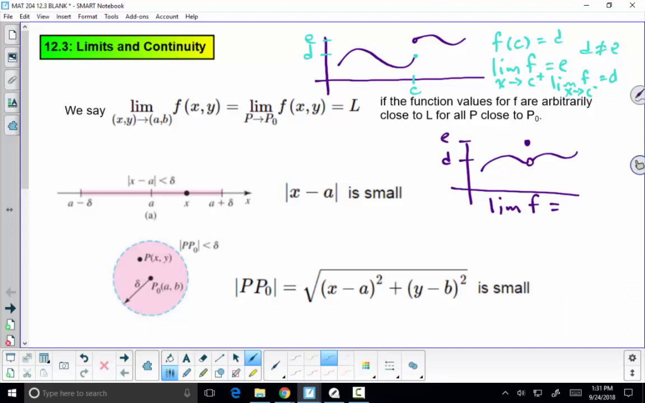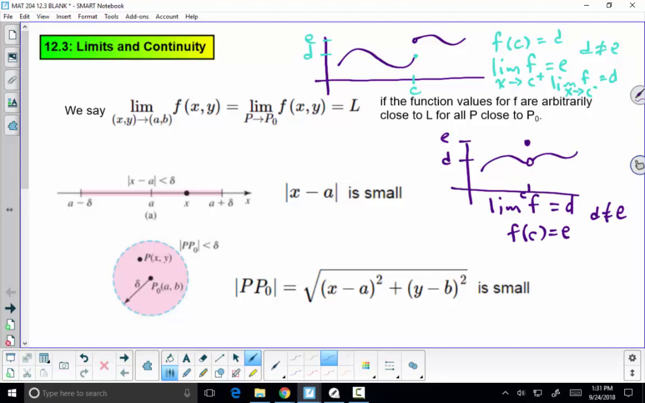Let's call that E. So the limit of the function here is D. The value of the function here is E, the way I've written this one. So that's our C value right down there. And so here, D is not equal to E. So in both those cases, the function is not continuous.